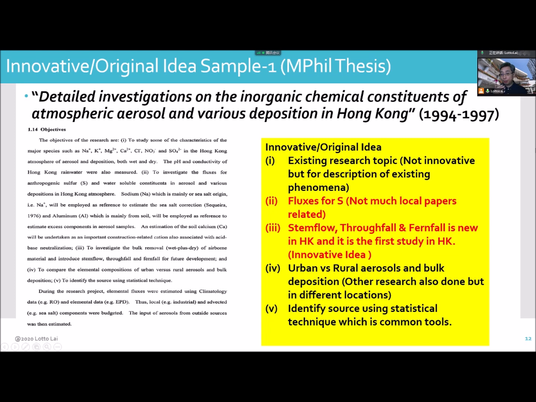Now I'll share my research before, in my MPhil thesis, with some original or innovative ideas. After the literature review, we pointed out something. First is to see the innovative or original idea for the objective. For example, I have 5 objectives, but the most innovative one is that not many local papers talk about the sulfur. Stanford, Fulford, and Thornford were new in Hong Kong at that time, and it was the first study in Hong Kong. It's an innovative idea.